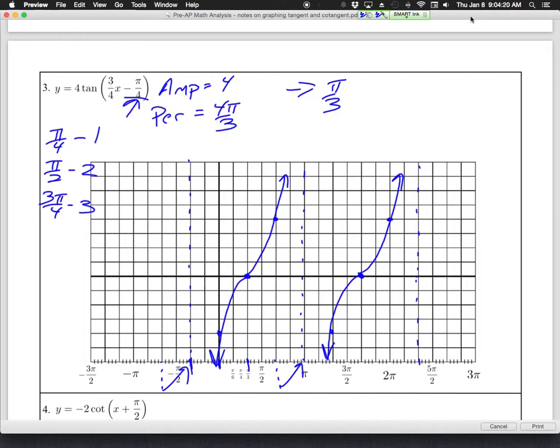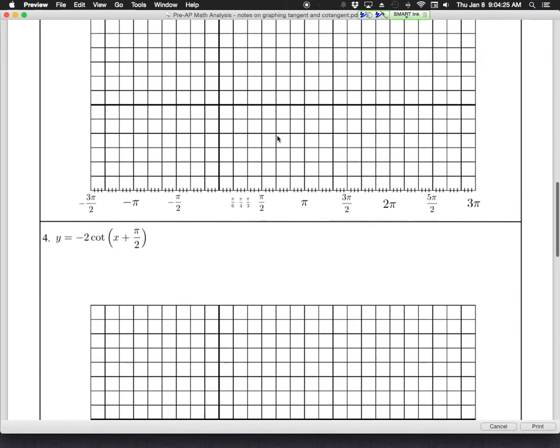Questions on that one? Okay, let's look at a cotangent. Let's look at 4.